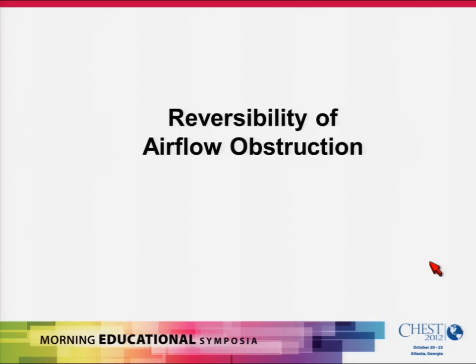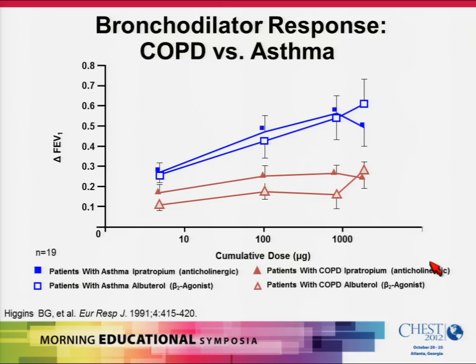Well, let's talk about reversibility. We know that asthma is a highly reversible airway disease. And what about COPD? Well, earlier studies, and this one in the ERJ a number of years ago, showed what we know, that if you look at, in this case, both ipratropium as well as albuterol, and you give increasing doses of either of these medications and look at the change of FEV1, asthmatics will have a very brisk response, but COPD patients will have a response, certainly not as a group as great as asthma.